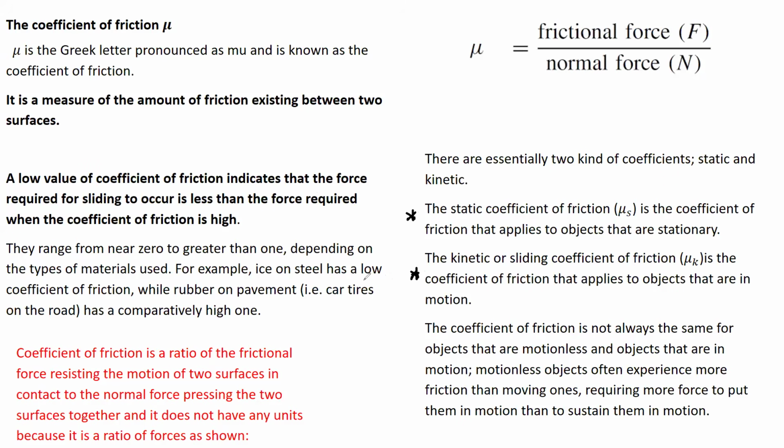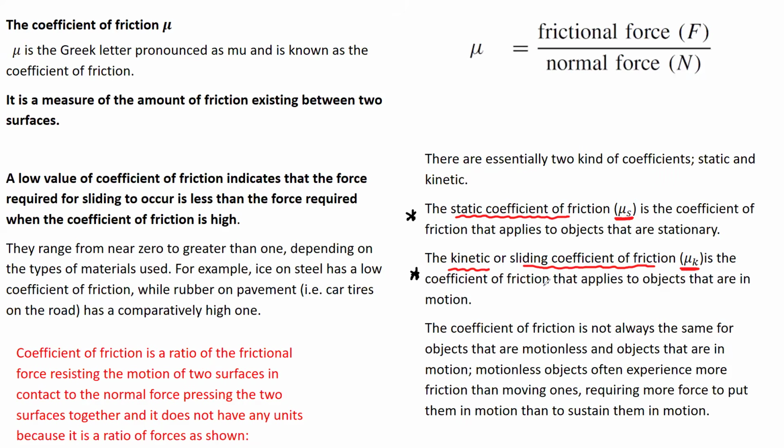Okay, listen to me very carefully. It's important to understand that there are two types of coefficient of friction, two types. There's what is known as the static coefficient of friction, static. So static coefficient of friction, which is given by this symbol that you're looking at here, mu s, that is the static coefficient of friction. Then there's mu k, which is the kinetic or the sliding coefficient of friction.